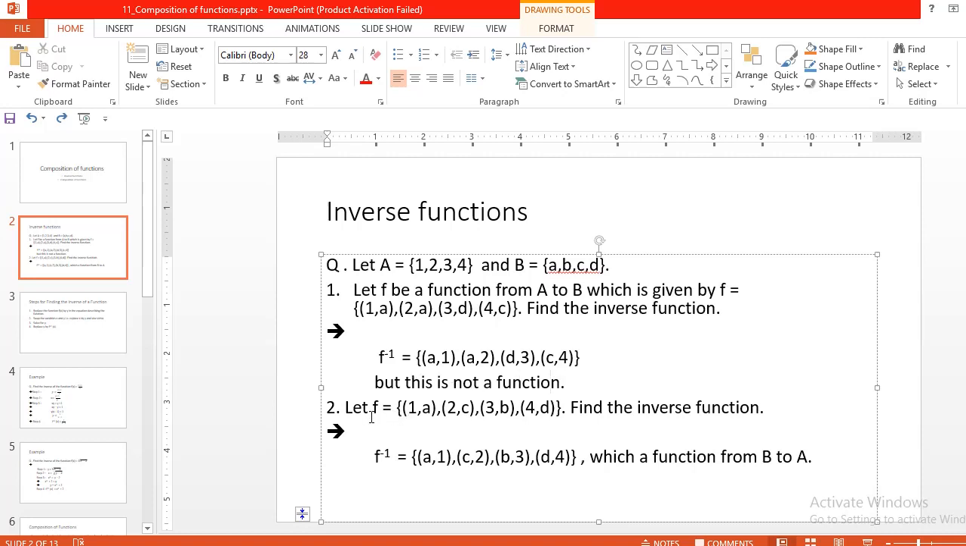That's why we can say that this is not a function. Let's see another example. A function F is given: (1,a), (2,c), (3,b), (4,d), and we have to find the inverse of that function. So what is the inverse? (a,1), (c,2), (b,3) and (d,4). We can say that all the conditions are satisfied. That's why it is a function, and it is an inverse function from B to A.